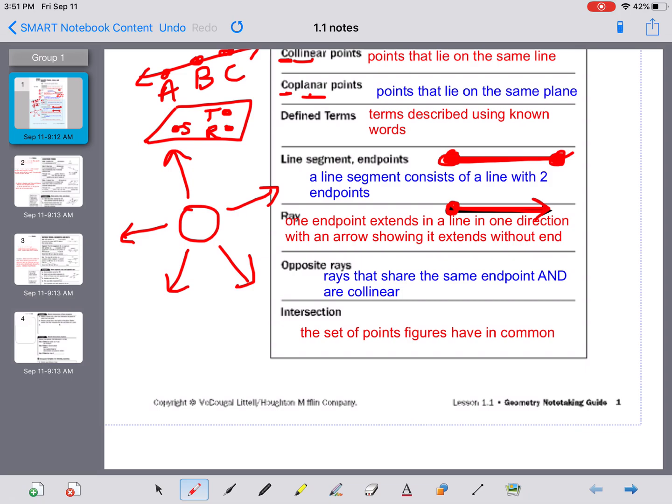Now, we have lines, we have line segments, and we have rays, okay? There is a difference between them, and it's going to be one of your jobs to know the difference between them and to know what kind of properties we can find from those. And we'll learn more on the next page about those.